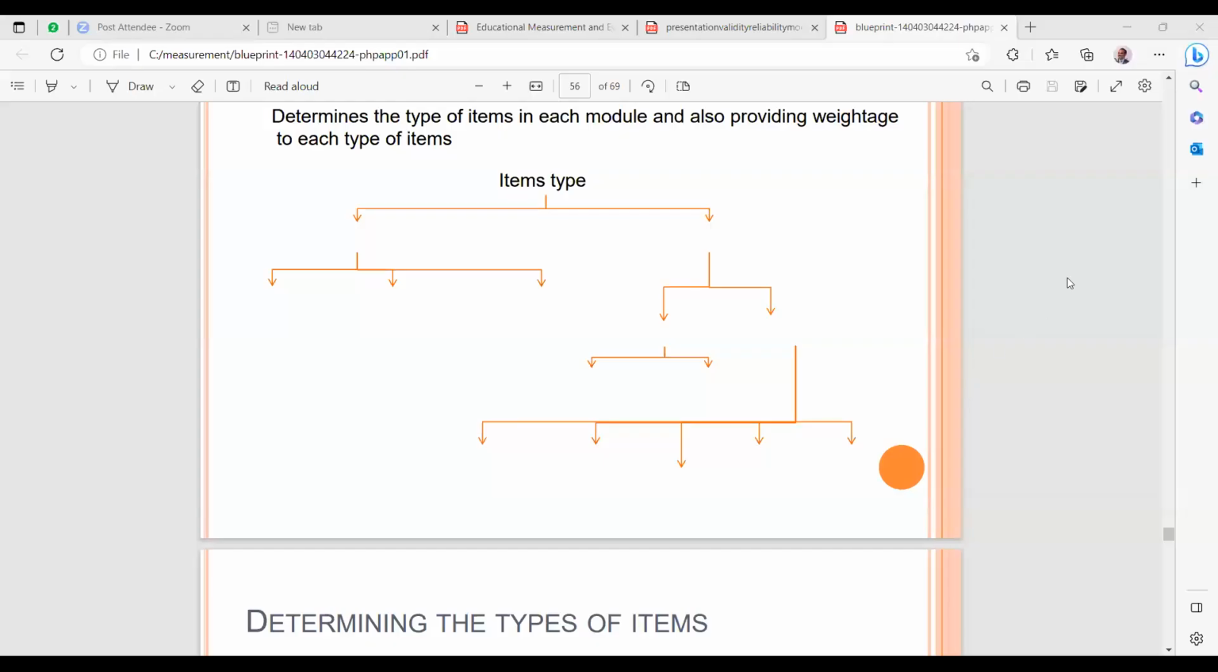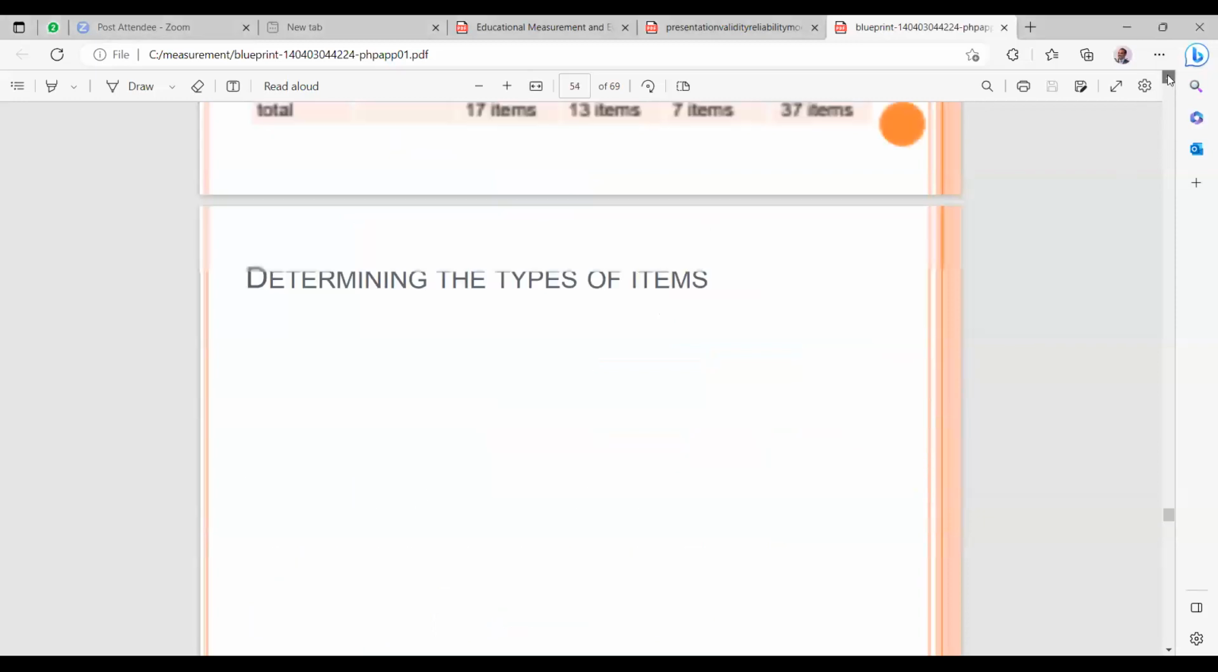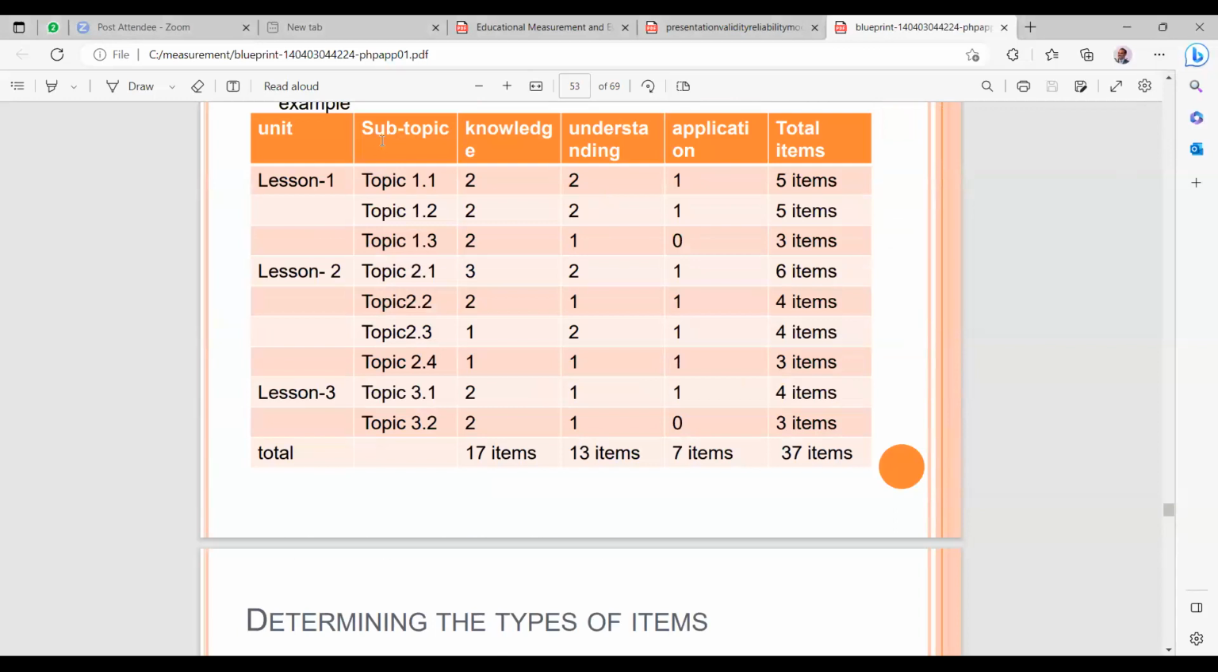So here's the blueprint. Look at this one and prepare your blueprint. Right. So this is where I want you to put the lesson name. Instead of lesson 1, 2, 3, you put the lesson name. If you want, you can put subtopics. Even without subtopics, you can write. And include all 6 levels here: knowledge, understanding, application, analysis, synthesis, evaluation.